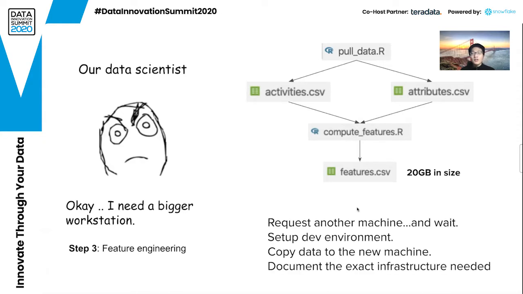Requesting a new workstation takes time, but after some wait, we get a bigger machine. Now we need to set up the development environment on the new machine and copy all of our previous project data to the new machine. We also need to document exactly what computation resources are needed so that colleagues can easily reproduce this project down the road. This whole infrastructure migration process is pretty time-consuming.